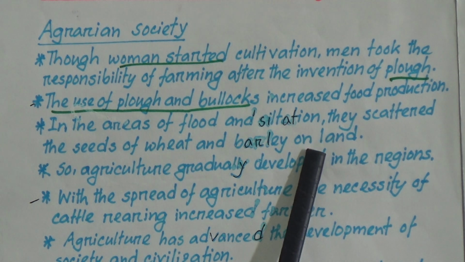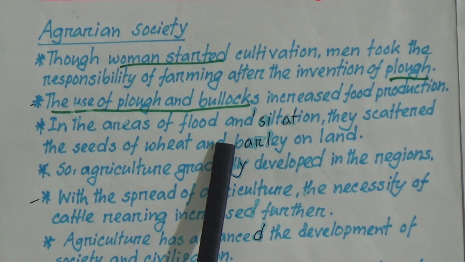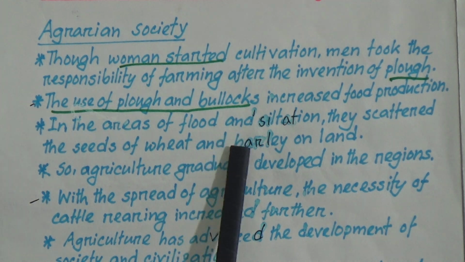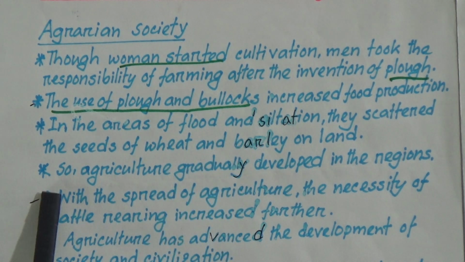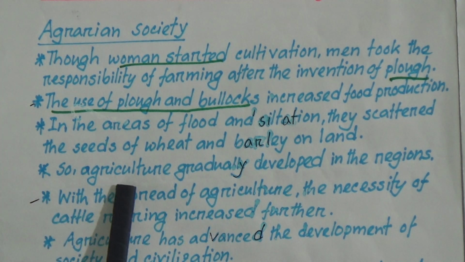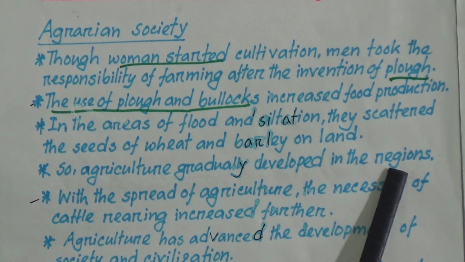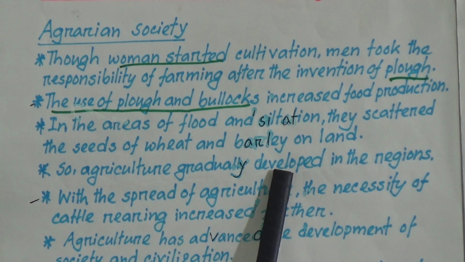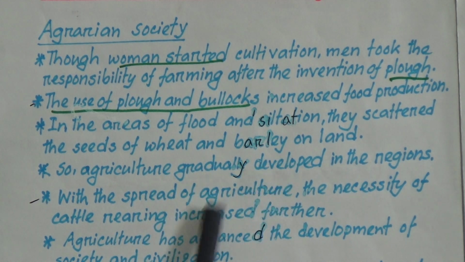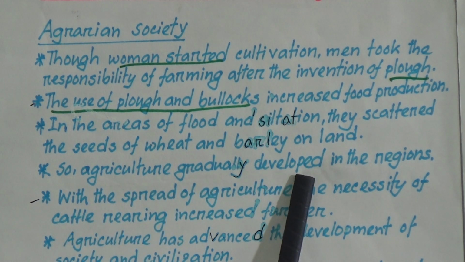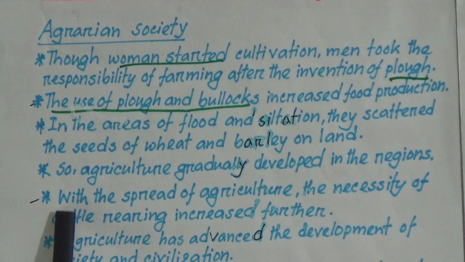Next one, in the areas of flood and siltation, they scattered the seeds of wheat and barley on land. These areas were the bank of the Nile, the Sindh basin, and the basin of the Tigris and Euphrates rivers. In that period, it rained heavily in West Asia and Africa. So, agriculture gradually developed in this region. Subsequently, agriculture flourished in Africa, Europe, and other places in Asia.